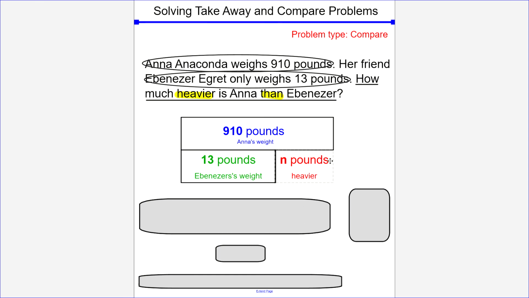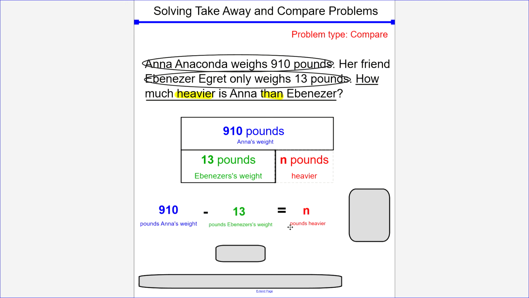Now that we've determined the missing information is the difference, we need to think about the equation we'll write. What equation would we write to solve this problem? We would subtract to solve this problem because the difference is missing. So the equation we would write is 910 pounds, Anna's weight, minus 13 pounds, Ebenezer's weight, equals N pounds, how much heavier Anna is than Ebenezer.